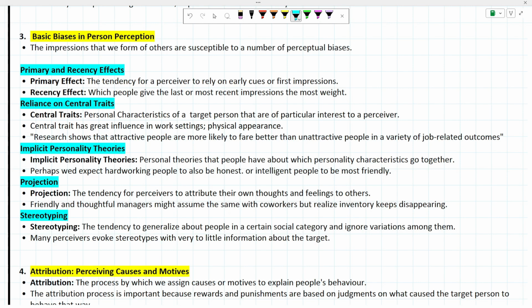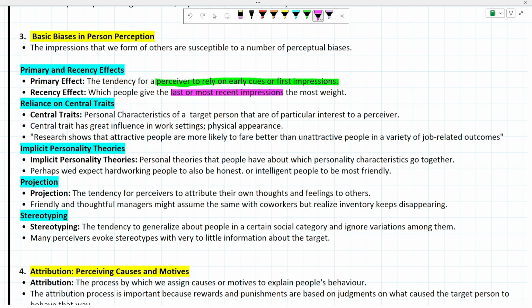First, we have primacy and recency effects. Primacy effect, the tendency for a perceiver to rely on early cues or first impressions. So I'll highlight that. The perceiver relies on early cues or first impressions. Recency effect, where people give the last or most recent impressions the most weight. So the last or most recent impression, and that's the recency effect.